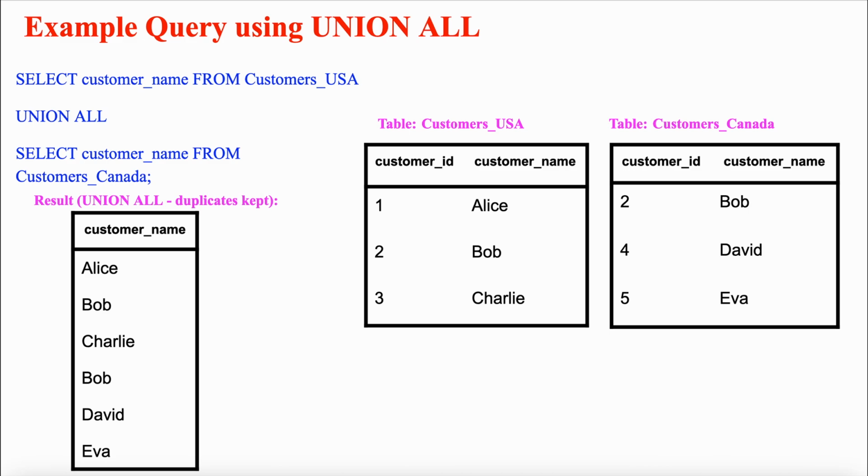Now let's look at the results from union all. The final list will be Alice, Bob, Charlie, Bob, David, Eva. This time both instances of Bob are kept. That's because union all does not remove duplicates, it simply combines everything and keeps all rows. So the key takeaway: union removes duplicates, union all keeps duplicates. And that's how union all works in SQL.